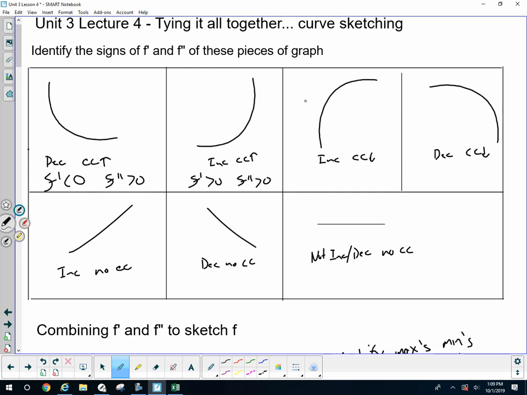If f is increasing and concave down, what's going on with the signs of its derivatives? Yep. F prime is positive, so we'll say f prime is greater than 0. F double prime is negative. F double prime is less than 0. If we are decreasing concave down, decreasing, its derivative is negative. Concave down, second derivative is negative.